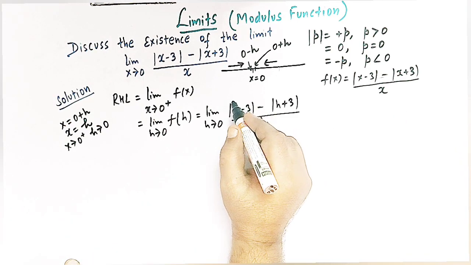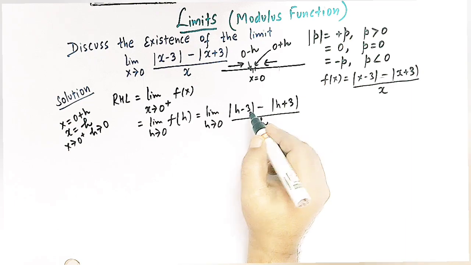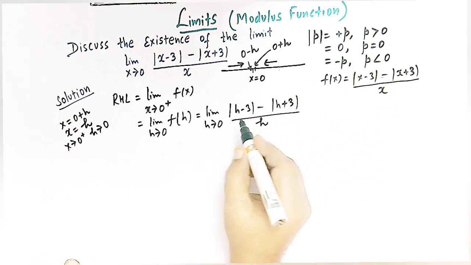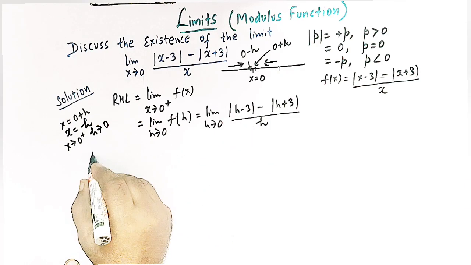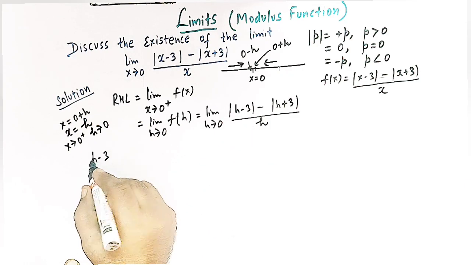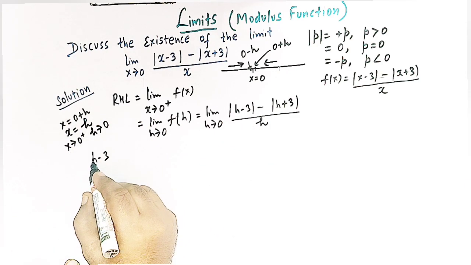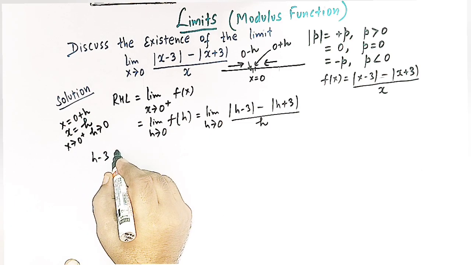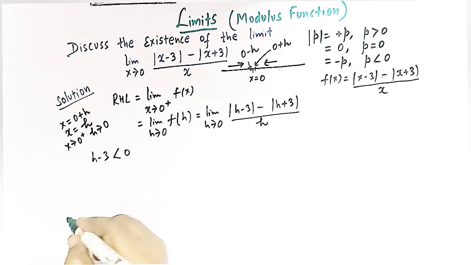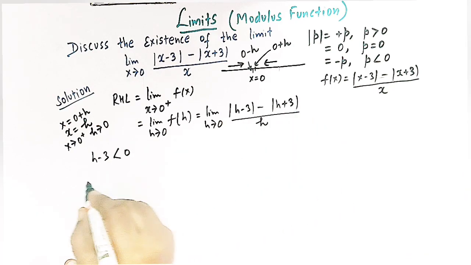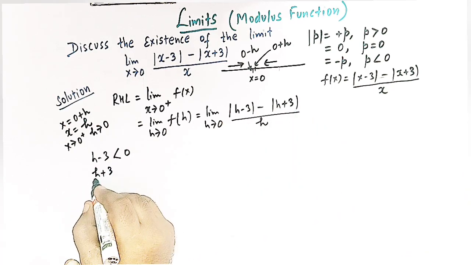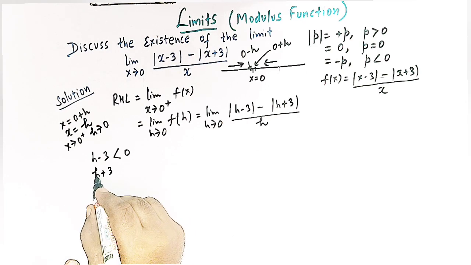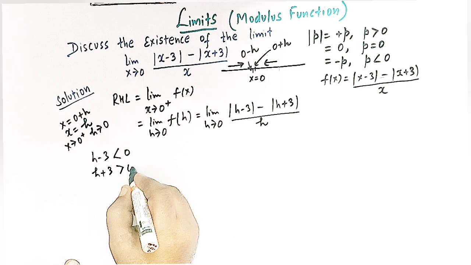So now we have to take care of these two terms, that is the mod functions. So we'll use this definition. Now see, h minus 3. Since h lies between 0 and 1 and h is infinitesimally small, h minus 3 is going to be less than 0. And h plus 3: h is a positive quantity and 3 is also a positive quantity, so h plus 3 should be greater than 0.